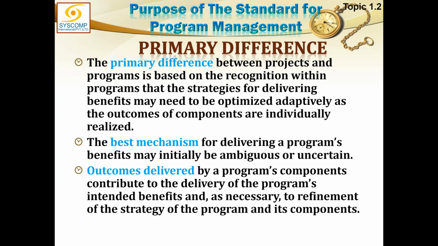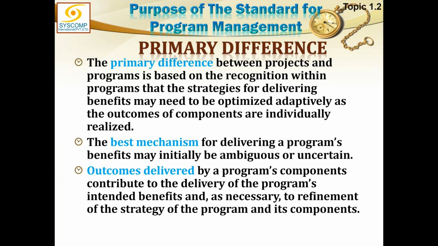The best mechanism for delivering a program's benefit may initially be ambiguous or uncertain. Just like you said, there is a subjectivity to the term outcome. Exactly, the mechanism of running the program or delivering the program benefit is also very vague. We are not really sure how it will evolve, but we move on with this, and by rolling wave planning, we keep improving our thinking on how it is going to deliver the benefit.